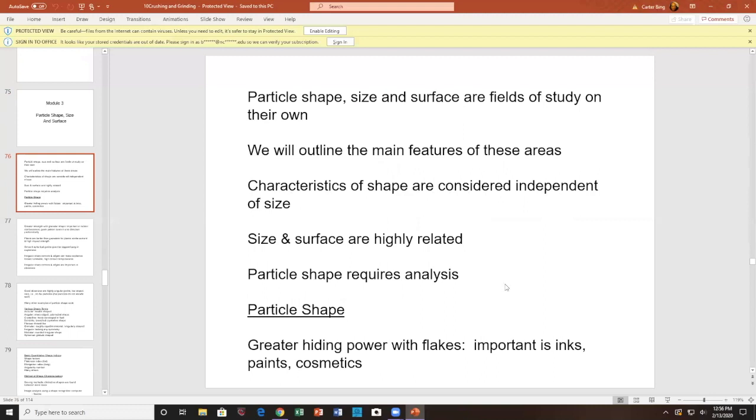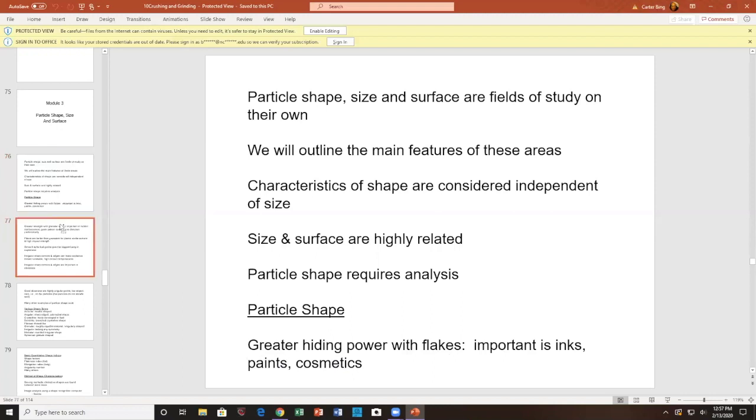Particle shape requires analysis. You may wish to run your operations to create a certain particle shape. For example, you may have a particle shape that could be called flakes. So greater hiding power becomes available with flakes. This is important in inks, paints, and cosmetics, for example. So you're shooting for grinding operations that produce flakes in this case.